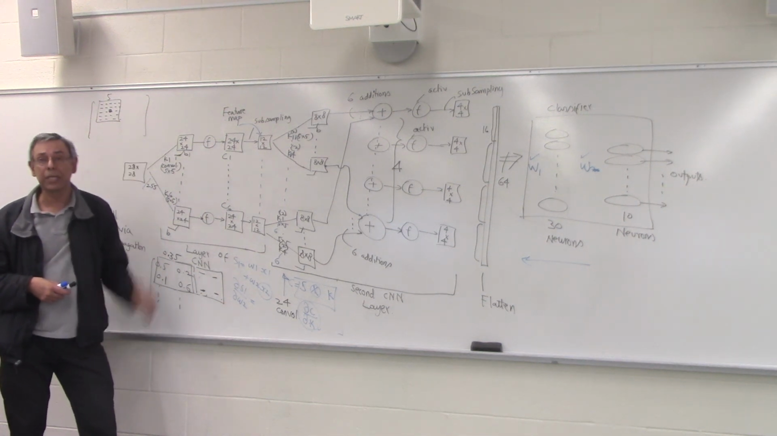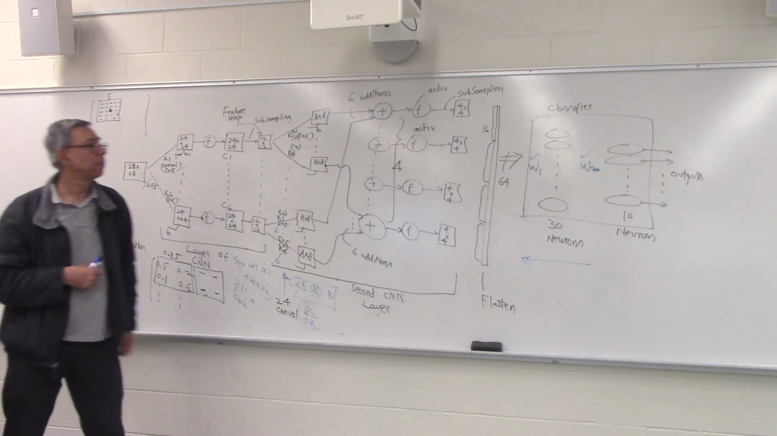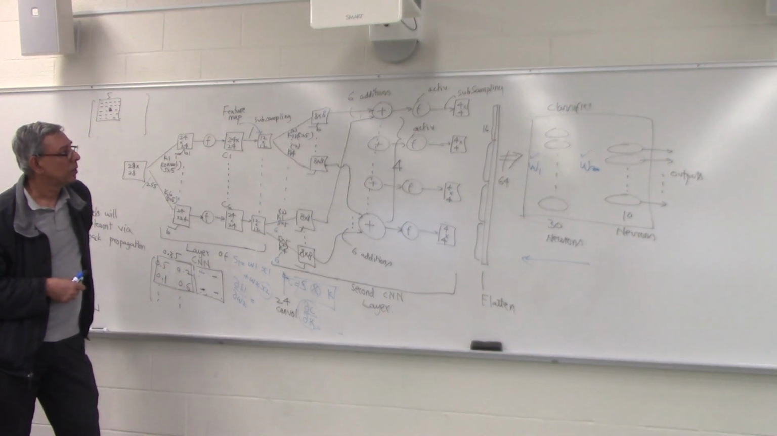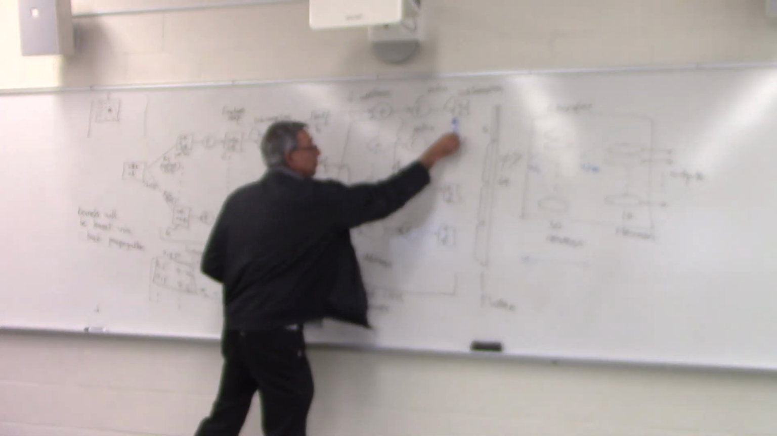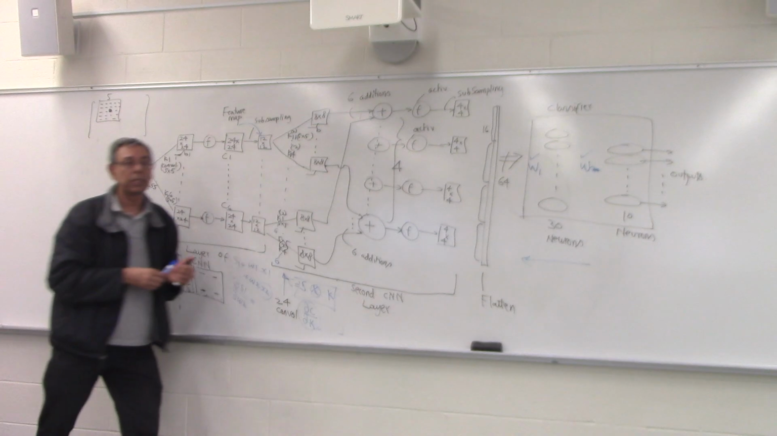The second, the subsampling, would be considered as feature map also? 4x4? Yeah, that's called the feature map. So feature map is basically the last output of our step.